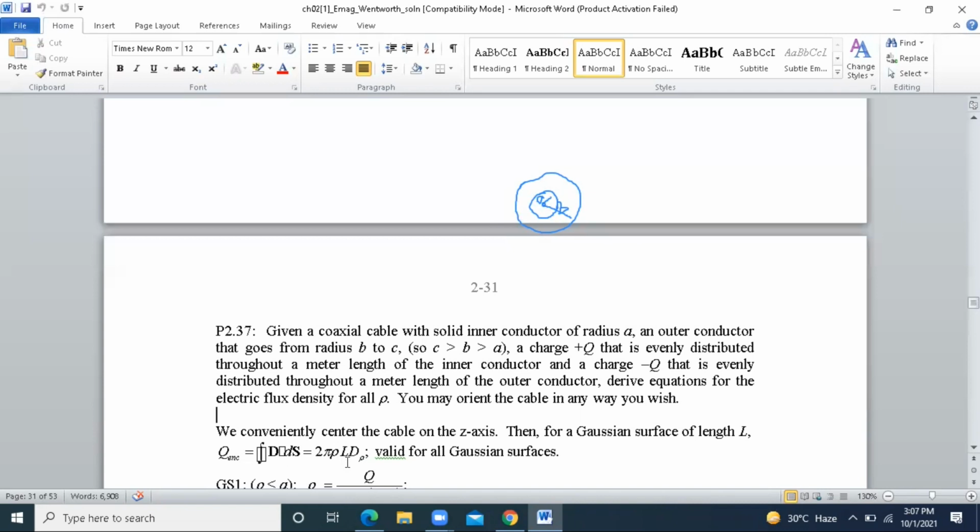What was that again, real quick, sir? I didn't quite get the rho part, sir. What's the surface area of a cylinder?